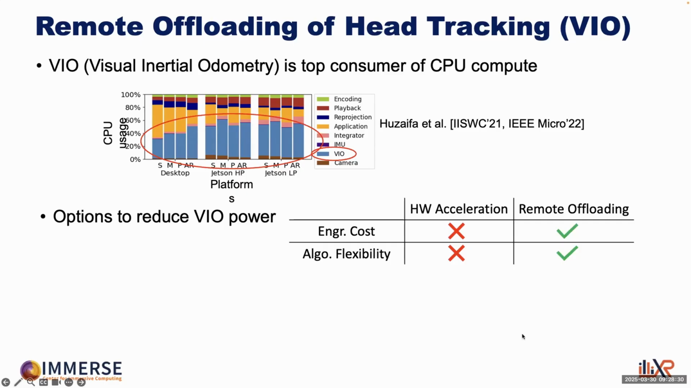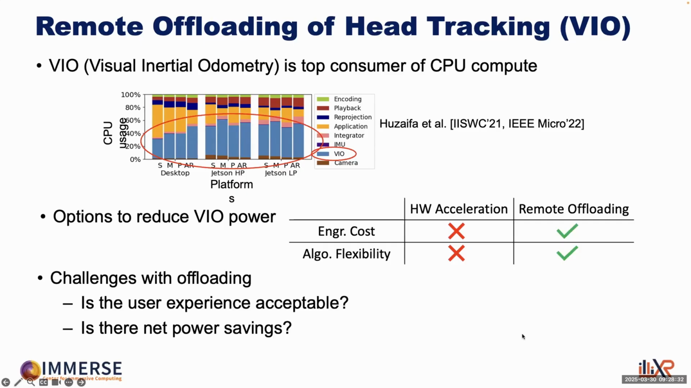There are two challenges for remote offloading compared to hardware acceleration. The first one is, will the user experience still be acceptable given the introduced network latency? The second is, will there be net power savings given the extra power spent on network transmission and data compression and decompression?